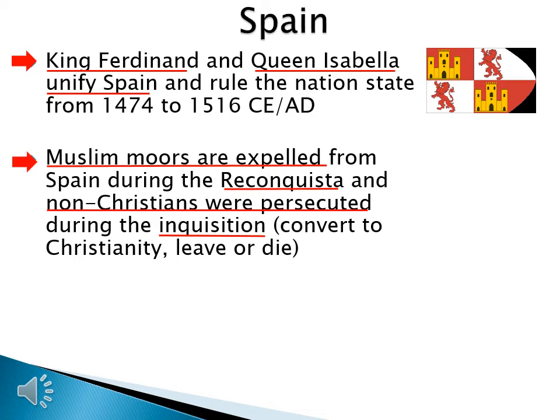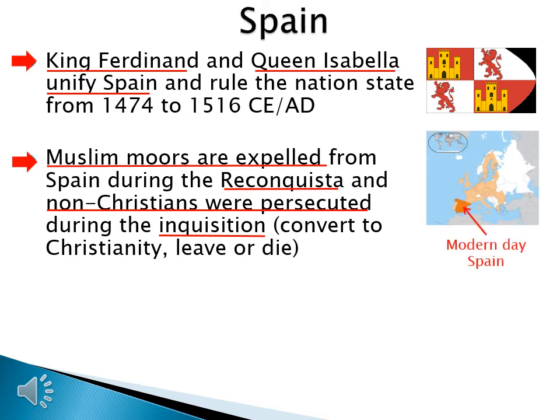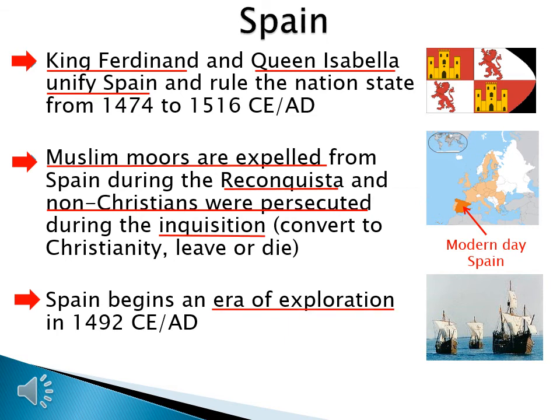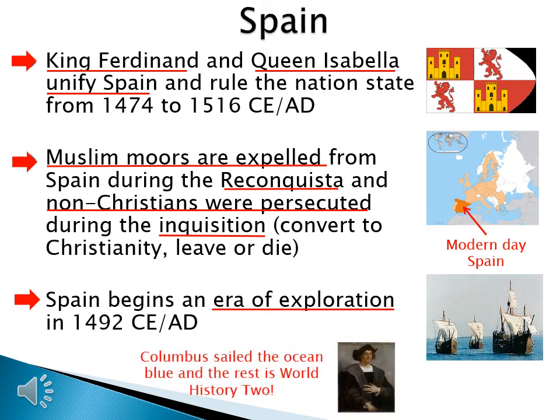These are two holy wars. Here's how it works: convert to Christianity, leave, or die. And it's these holy wars that shape modern day Spain. Once the nation state unifies, we begin exploration. Spain begins an era of exploration in 1492 CE. What do I mean? Columbus sailed the ocean blue, and the rest is world history too. Go to the next slide.